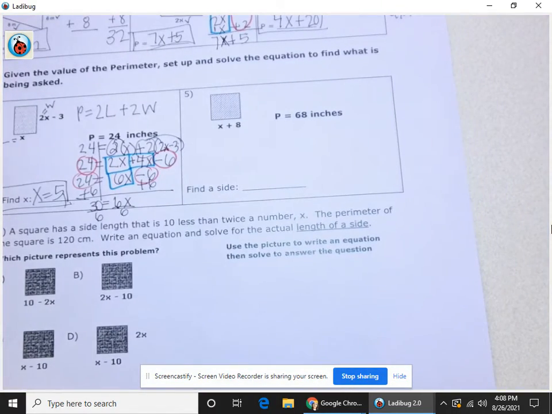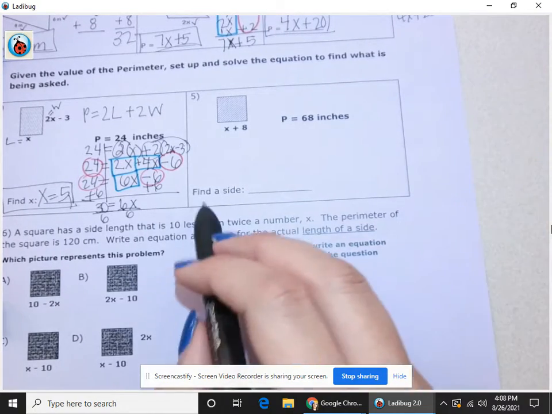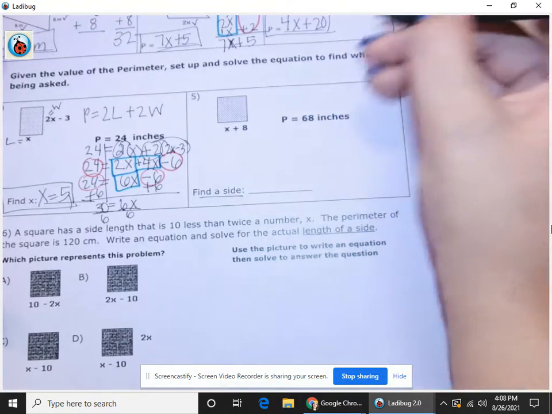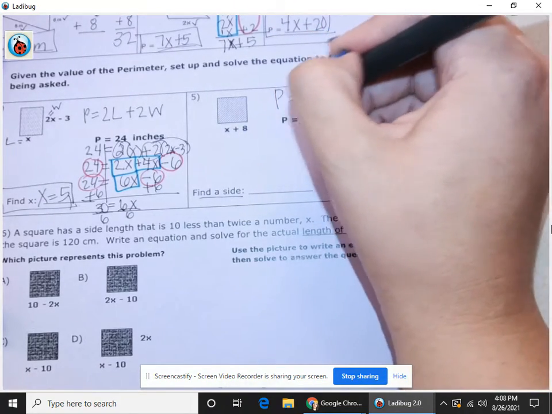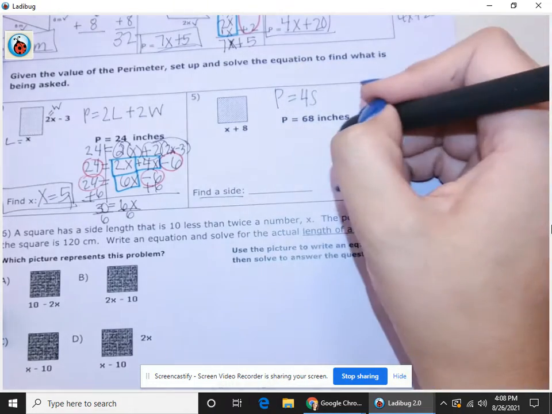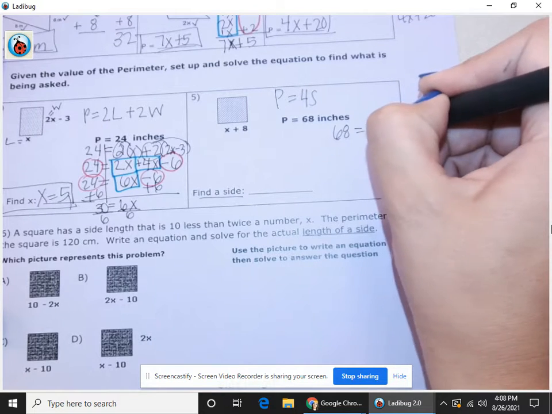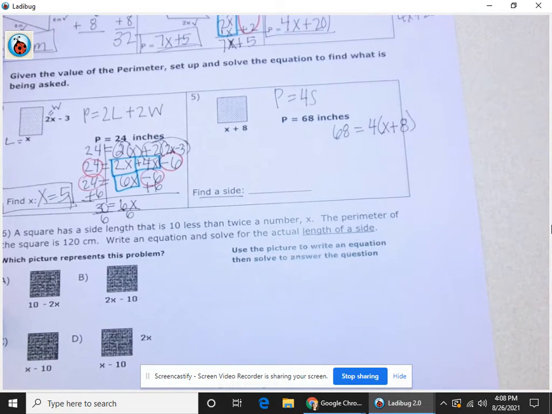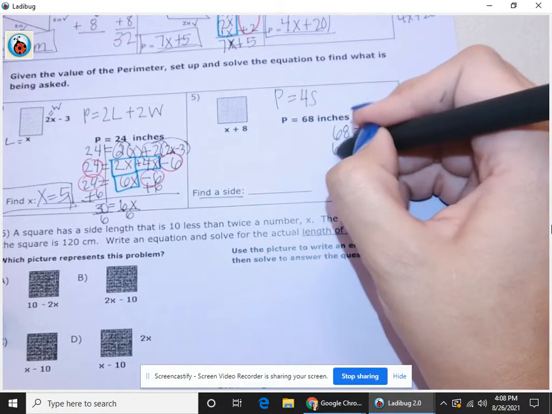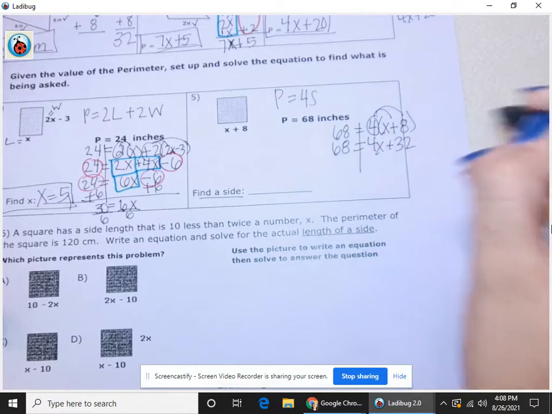When I look at number 5, okay, I'm doing the same thing, but I'm looking to find the side length. This time, because we're using a square, I use P equals 4S. I know my perimeter is 68 inches. I've got 4 times S, which is x plus 8. First things first, I'm going to distribute. 68 equals 4x plus 32.